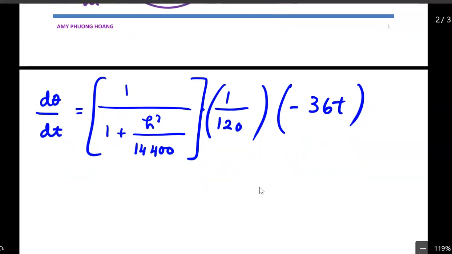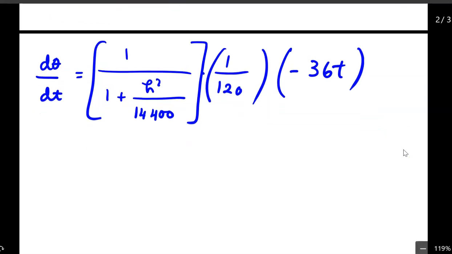Okay, so now you can see that you can simplify this equation first, and then you can substitute in the value for h and the value for t, and we are going to find those two values in a minute.